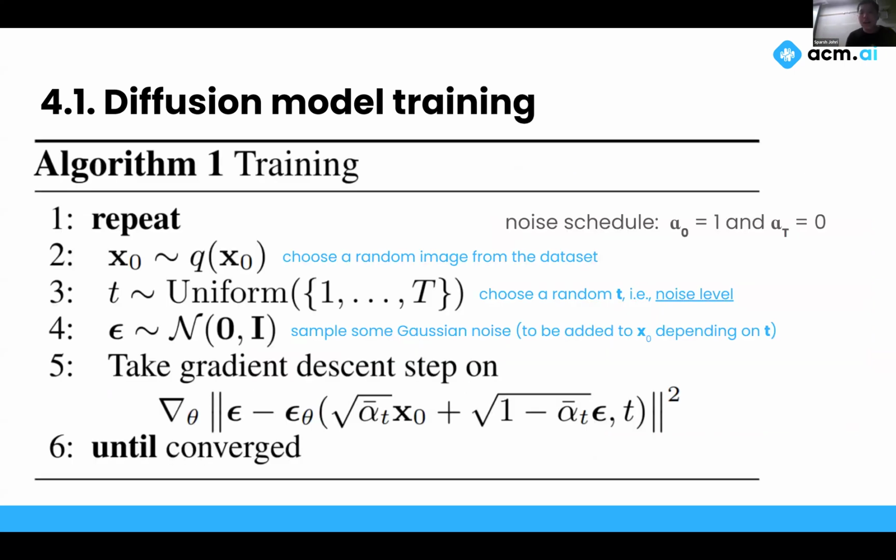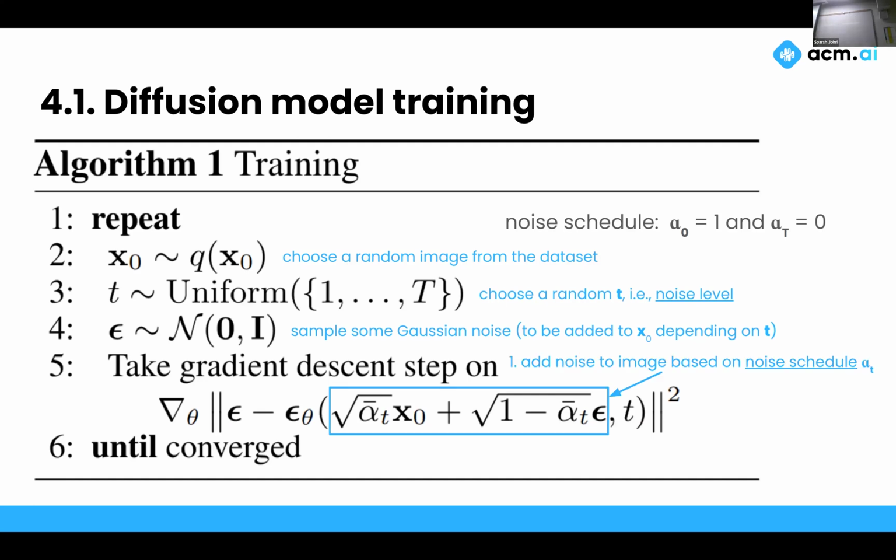And specifically, the model is trained as follows. I feel like if I explain the training loop, the way that this model works will be a lot clearer. So we have this model, and we start by choosing a random image from the dataset, right? And then we choose a random noise level t from our uniform list of t's. And then we sample some random Gaussian noise from the normal distribution. Again, we can do that very easily. And this is how we train the model.